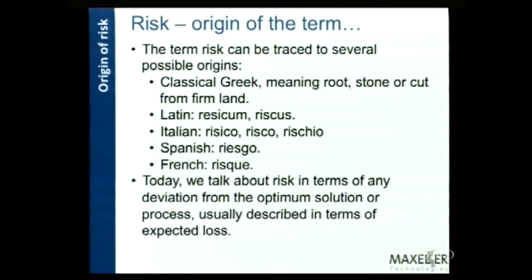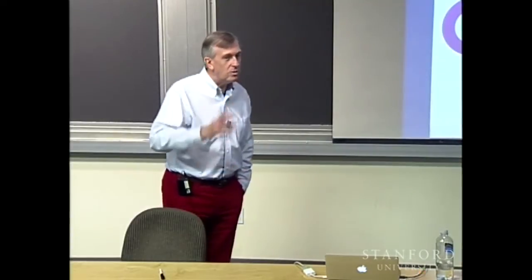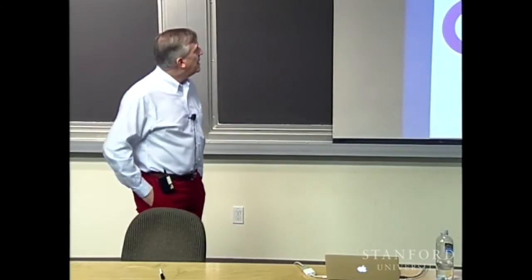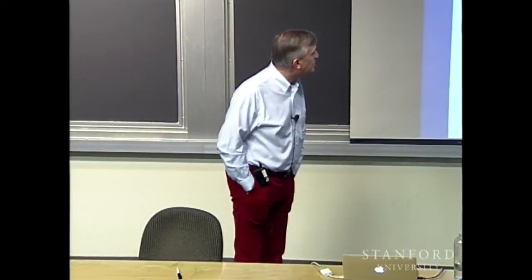The expected loss didn't just pop out of the woodwork either, and this is a bit of a tongue-in-cheek skip through history, trying to give you some feel for how risk came about. Pre-1494, before Pacioli's coin-tossing puzzle solution, there seems to have been a general view that risk was fate. It just happened. It was the will of the gods. It just was there. And then in 1494, Pacioli was sitting there tossing the coins and figured out there might be a solution to it.